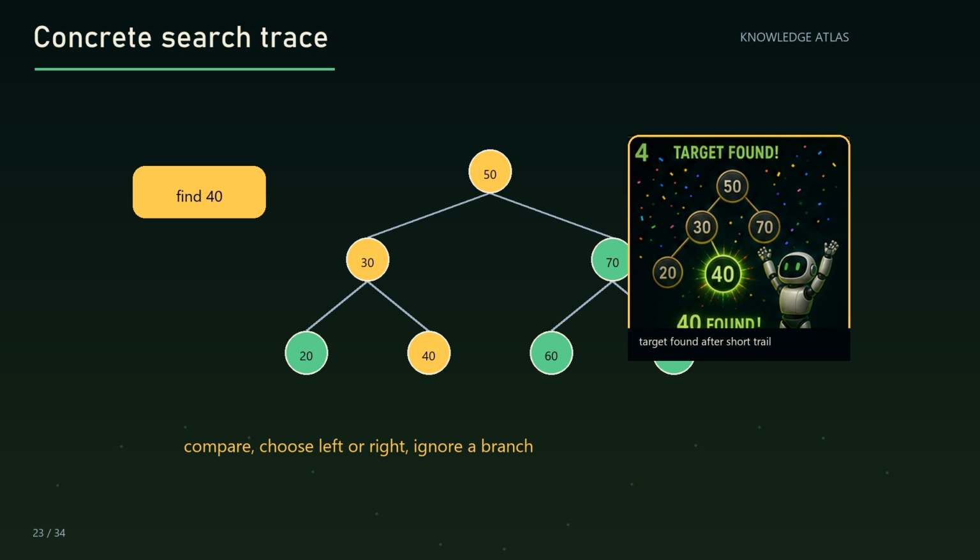Trace one search slowly. Looking for 40 starts at 50. 40 is smaller, so the right side of 50 is irrelevant. At 30, 40 is larger, so the left side of 30 is irrelevant. At 40, the search stops. The path is short because the shape is healthy.